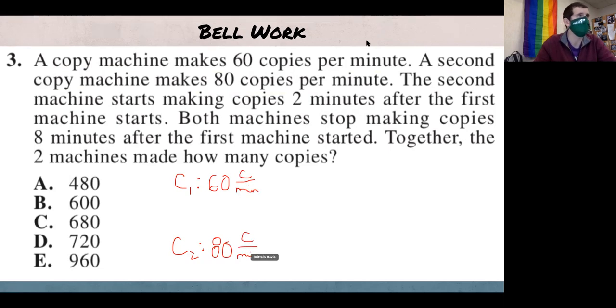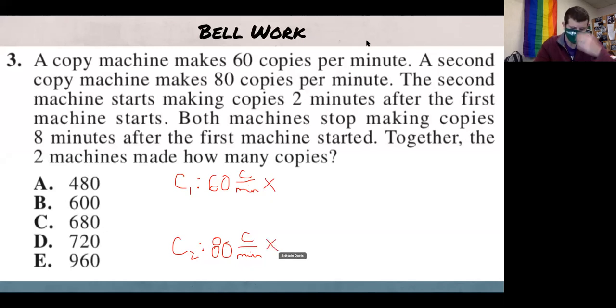Now, if you don't write down the units, that's okay. They're not asking for that at the end. So it's just to keep it straight as you're paying attention. So what we want to do is figure out how many minutes these copy machines are running, and then we can just multiply that together. All right, so I'll multiply that by the number of minutes.